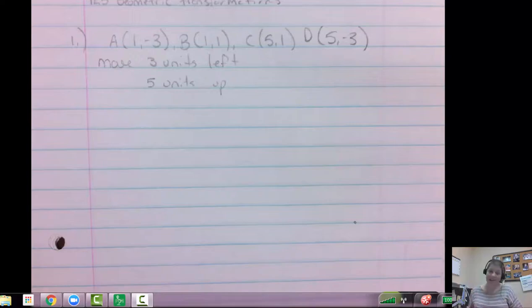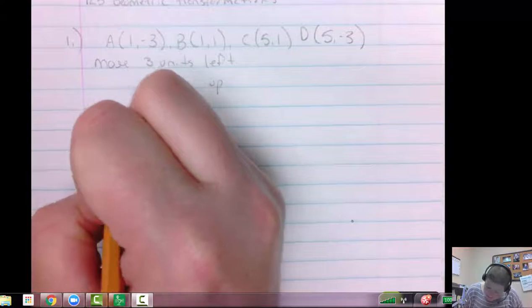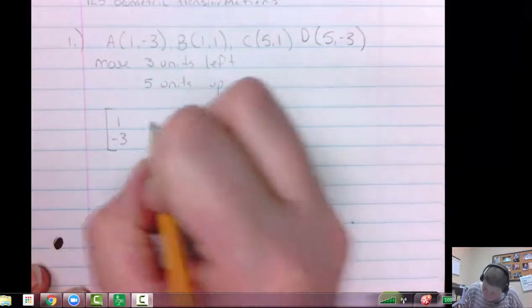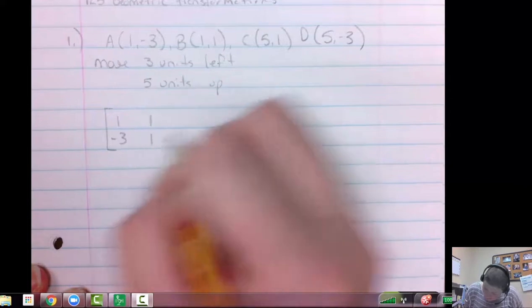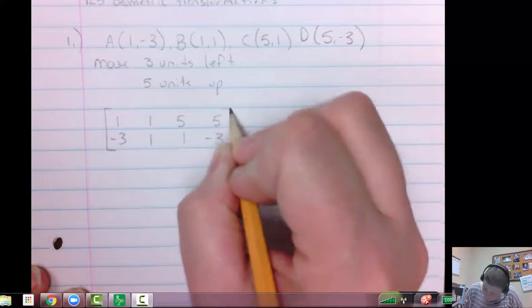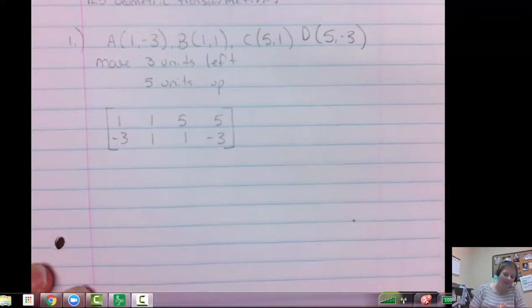So here's how you set up your matrix using your points. You're going to do each point as x, y. And then the next point, x, y, x, y, x, y. So that the top row is your x's and your y's, and you always set it up this way.